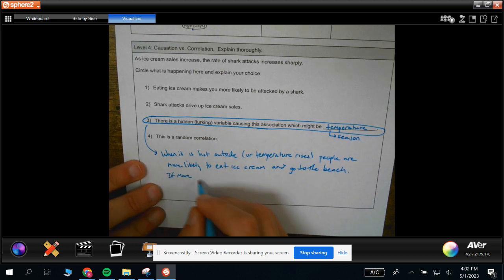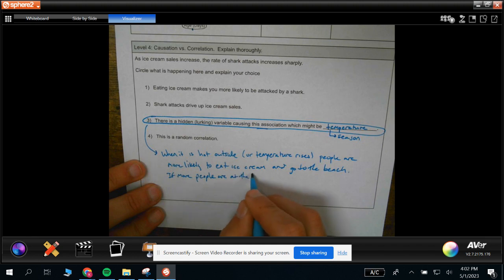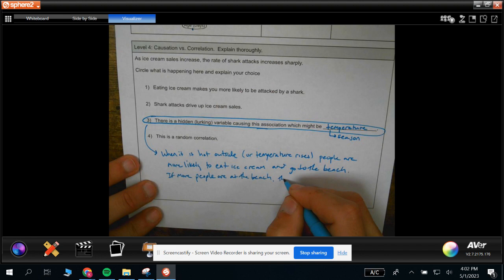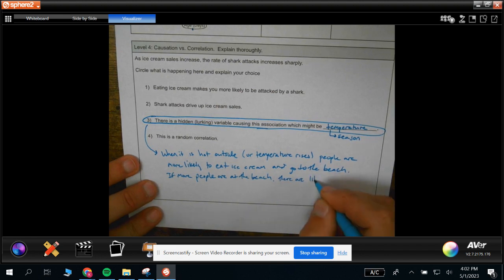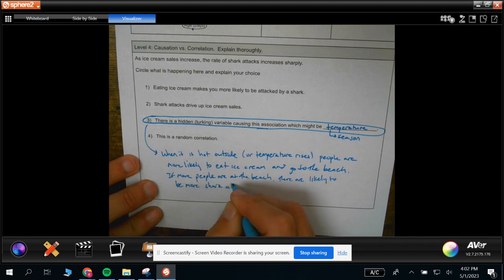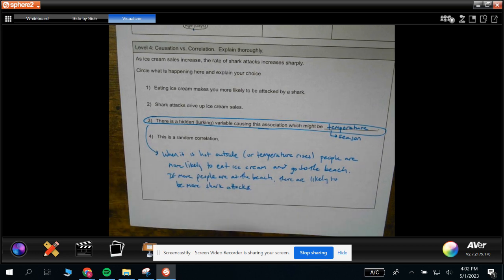If more people are at the beach, there are likely to be more shark attacks because there are just more people there. So that's how temperature or the season could cause both an increase in the number of ice cream sales and an increase in the rate of shark attacks.